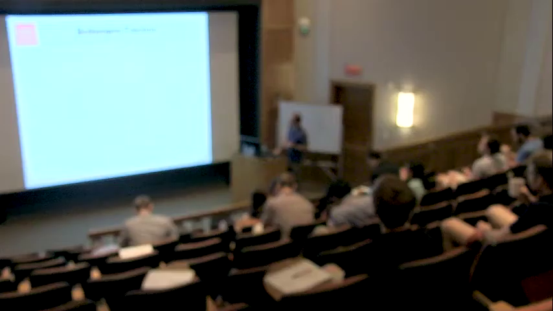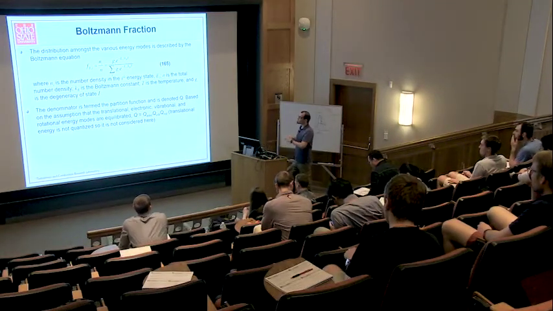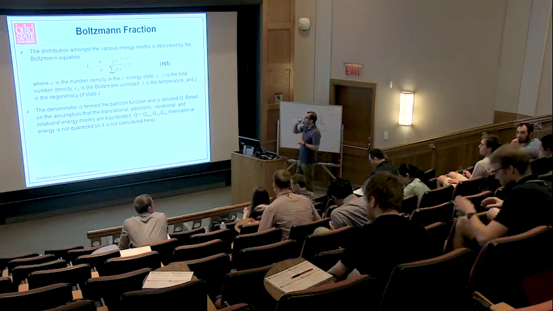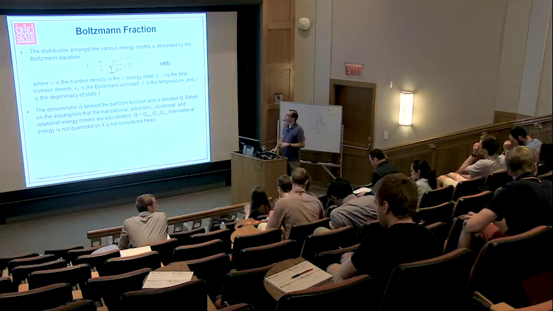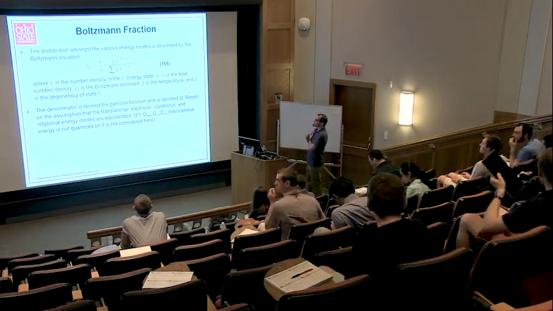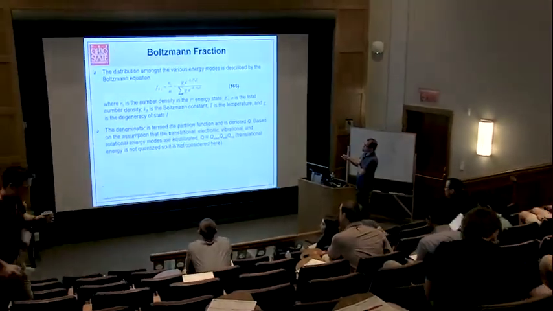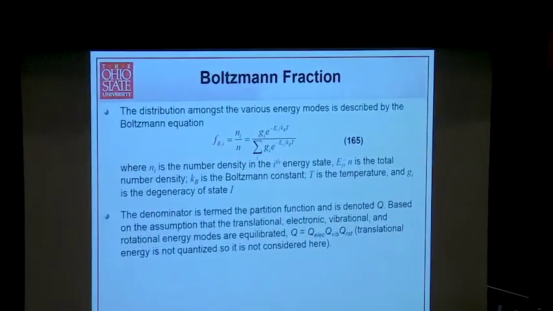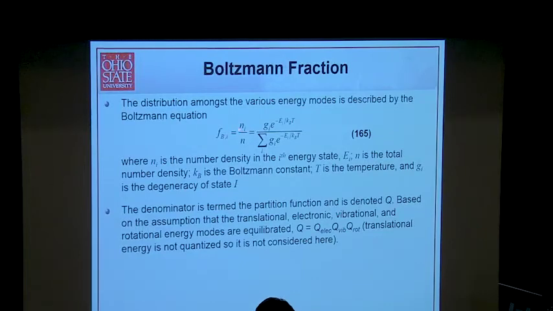We talked about the fact that we need to look at the distribution of the molecules. The distribution amongst the various energy modes is described by the Boltzmann equation. So this is our Boltzmann equation. The Boltzmann equation, the Boltzmann factor, the Boltzmann fraction, they're all commonly used. This describes the fraction of the number density in the ith energy state compared to the total number density.